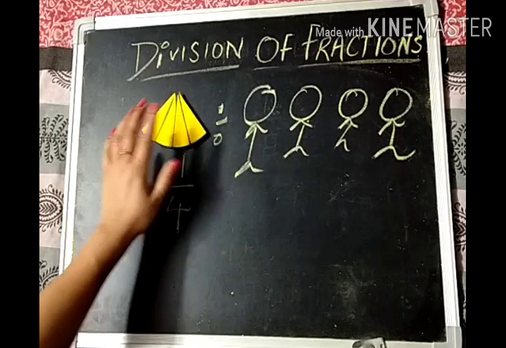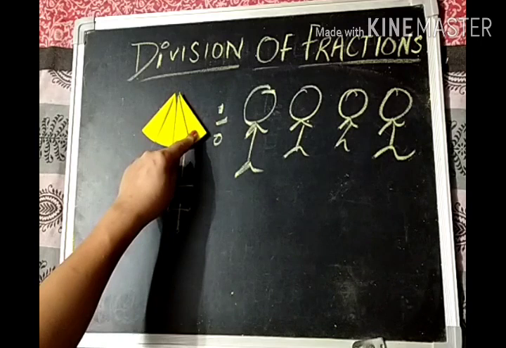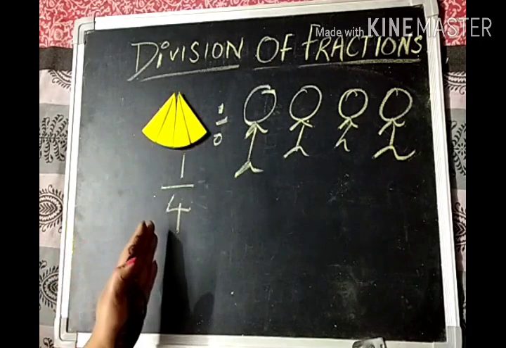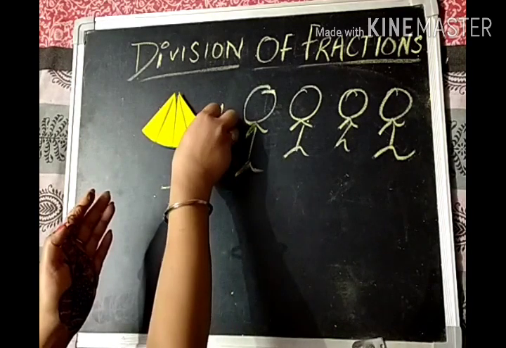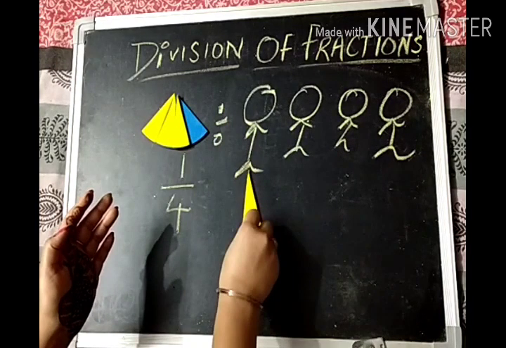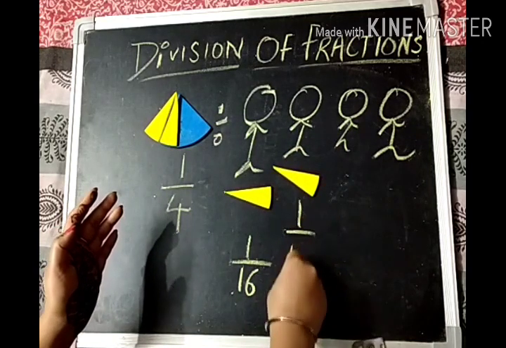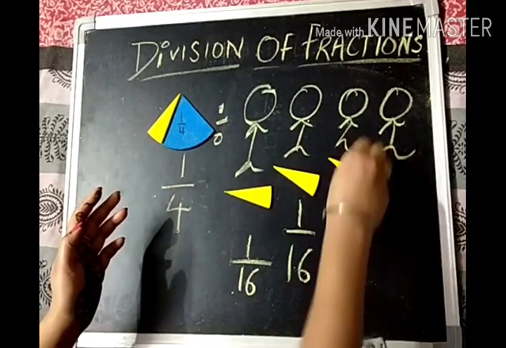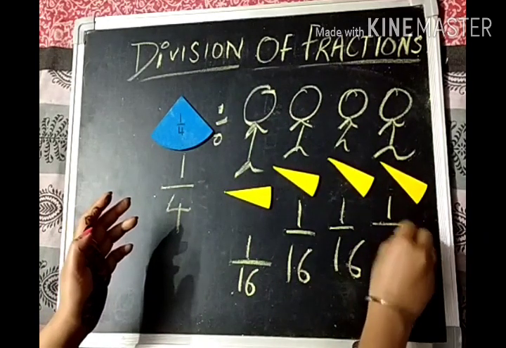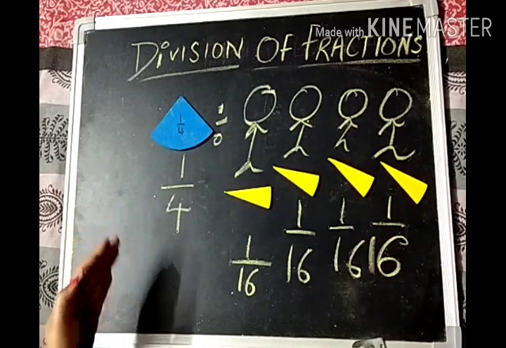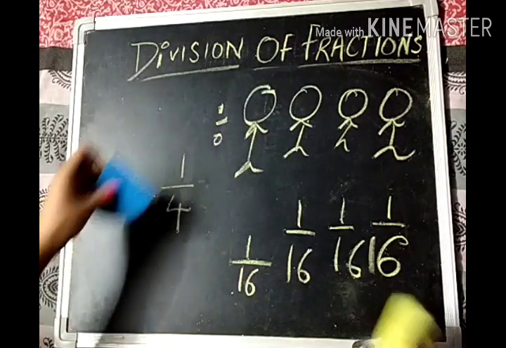Now how many 16ths are here? 1, 2, 3, 4. So if we divide 1/4 into 4, each will get 1/16th. Each will get 1/16th piece size.